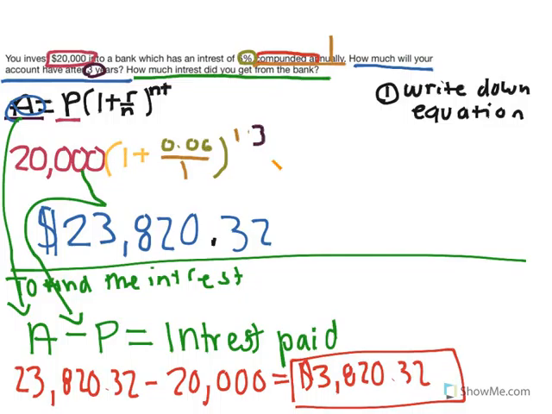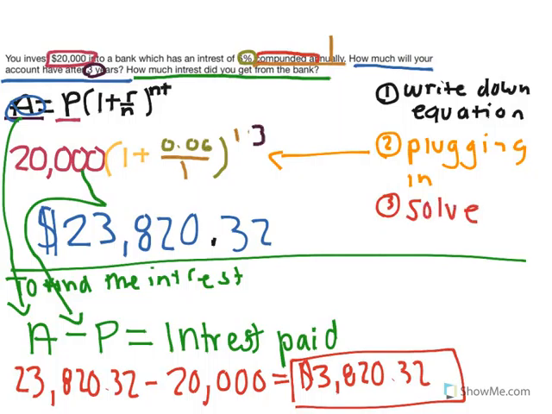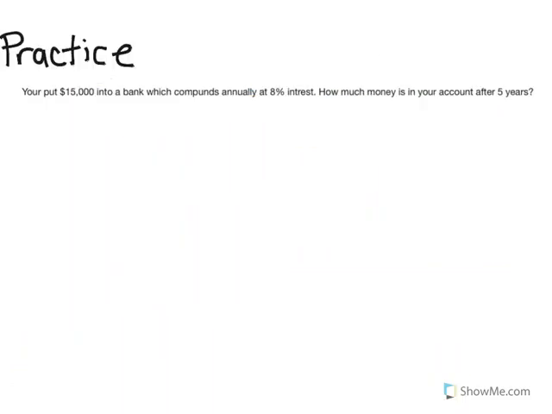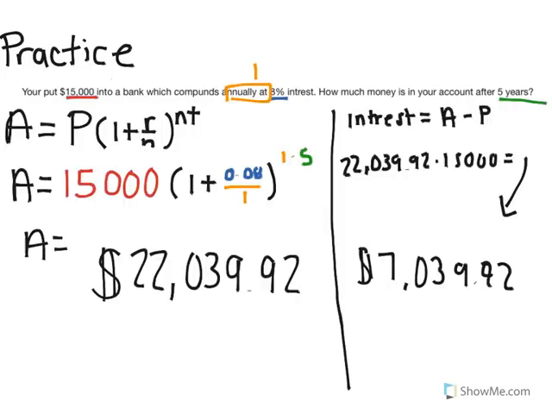Okay. I also want to point out that even though I didn't write it down, this step would have been considered plugging in information from the equation. And this step, just plugging into your calculator, would have been solving. And those are the 3 basic steps you would also use to find the interest. Okay. So here's a practice problem. Pause the video and solve it out, and then unpause the video for the answer.